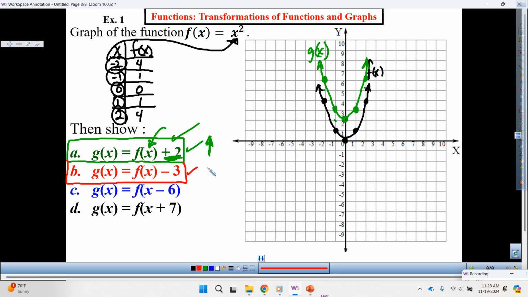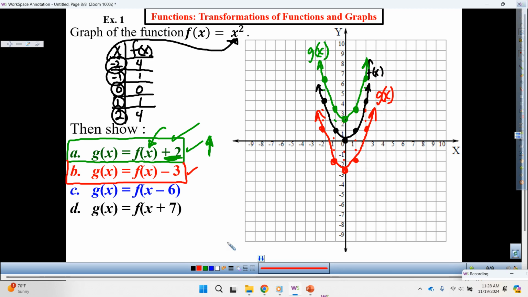Joseph, where's that going to take it? Down 3. Let's go 1, 2, 3 for each of the points. That is correct. And we're going to label that g of x. Okay, not bad, not bad.